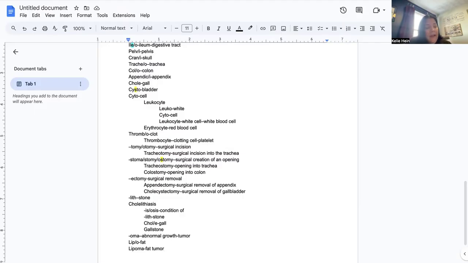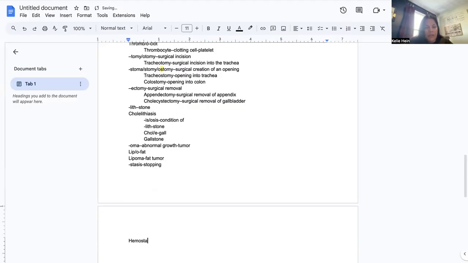Liposuction, we're sucking the fat out, right? We had talked about hyperlipidemia, right? Which is high levels of fat in the blood or high cholesterol. Okay. So lipoma is going to be a fat tumor. We've got that lipo when we're putting it together with oma. Stasis, stopping. Okay. So hemostasis. Go back up. We said hemo or hemato was blood, so we're stopping the bleeding, right?